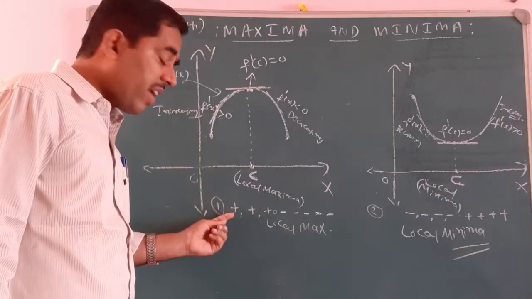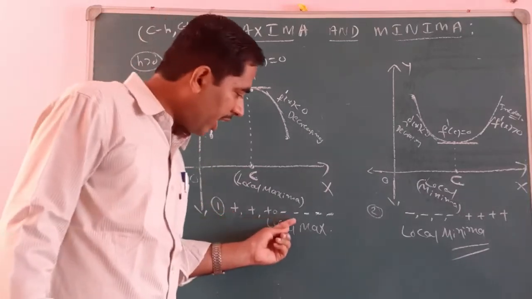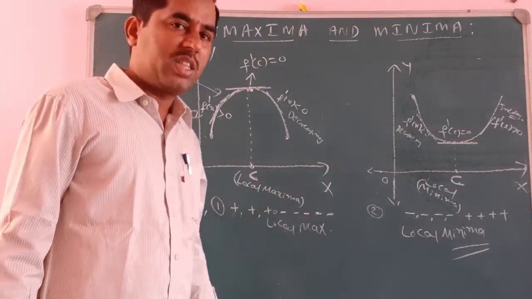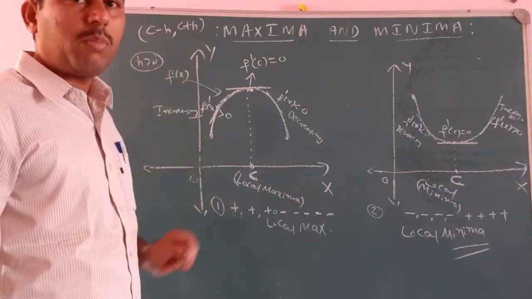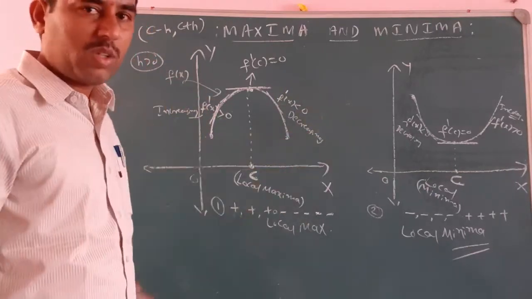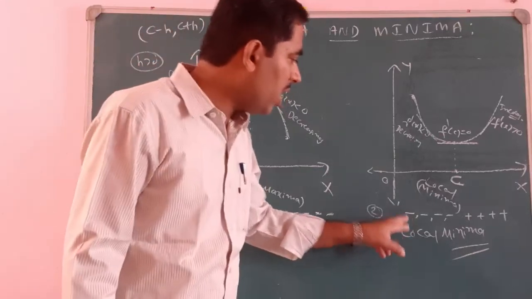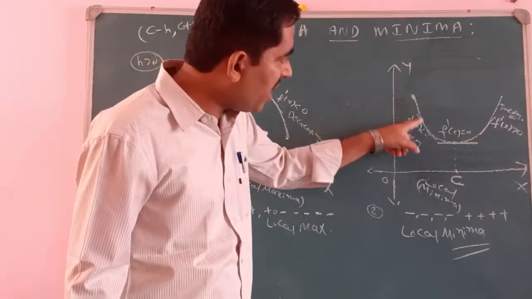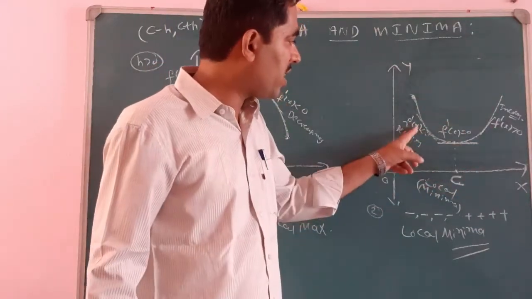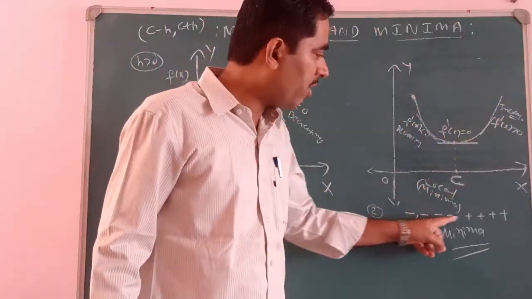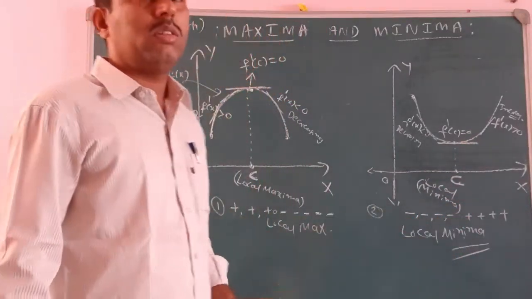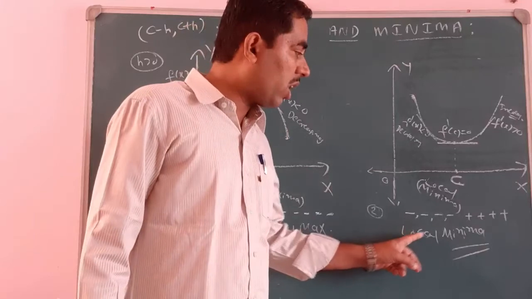If f dash x changes its sign from positive to negative, then we get a point. That point is called local maxima or local maximum, point of local maximum. Okay, this is plural, maxima. So there will be other points. Then similarly, if f dash x changes its sign from negative to positive, decreasing then increasing, f dash x less than 0, negative, negative, negative, then positive, that point is called point of local minima.